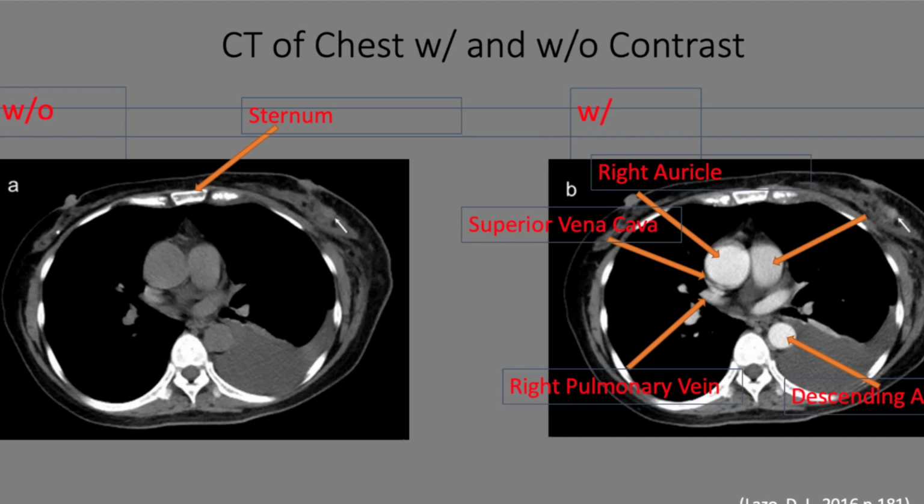So moving forward, I have it labeled at the top. You can see on the one without contrast, I labeled sternum. With contrast, I labeled a few of the key functions of the heart. We have the right pulmonary vein, the descending aorta, superior vena cava, as well as the right auricle.